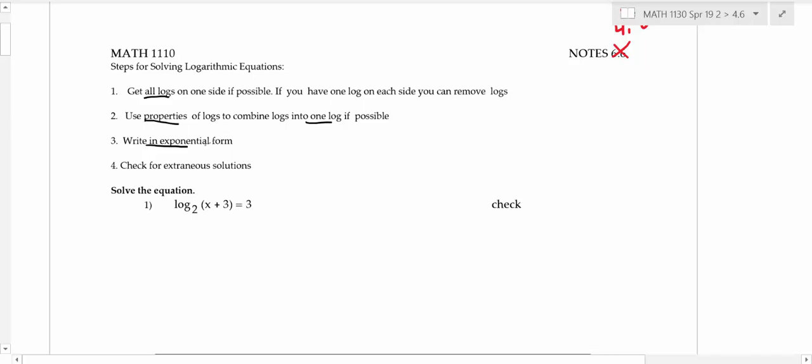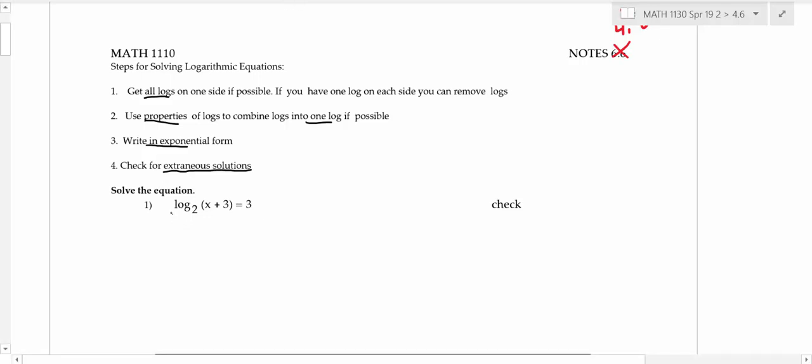And one thing that's really important on a lot of these log equations is to check your answer, particularly if you get two answers. A lot of times one or both of them may not check. So you do have to check your answer and make sure it's right. I'll be emphasizing that as I go through this.